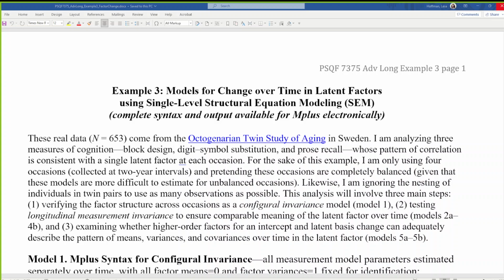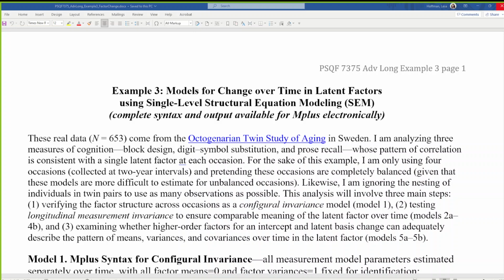Because I have 4 occasions, though, the first model that I'm going to estimate is a joint model of a latent trait at each occasion, each measured by 3 items, 3 tests in this case. So I am, again, making some constraints here. That way I can actually test whether the measures are consistent with a single factor at each occasion. That does become an over-identified model, so I have degrees of freedom left over.